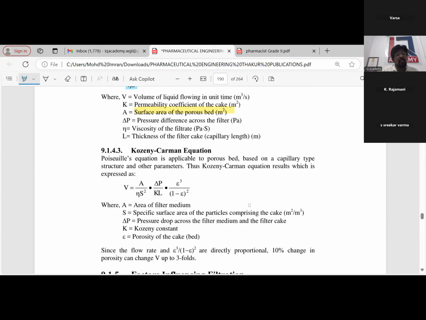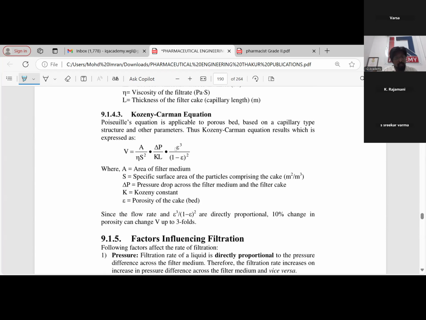Next, Poiseuille's equation lo also shown the relation between all these substances, like delta P is the pressure drop, right? K is the constant, and epsilon is the porosity of the cake, area is the filter medium, and the surface area of the particles. So basically, rate of filtration is revolving around all these things. Viscosity of the liquid, thickness of the filter medium, the radius of the tubes, differences in the pressure head. So E parameters to factors affecting filtration is revolving.